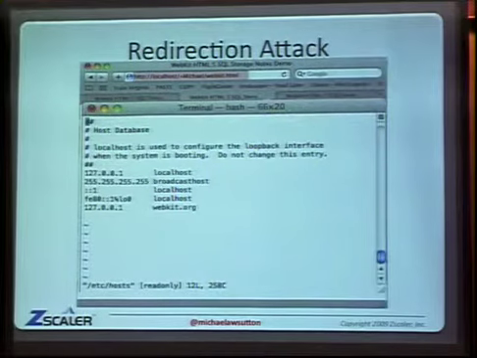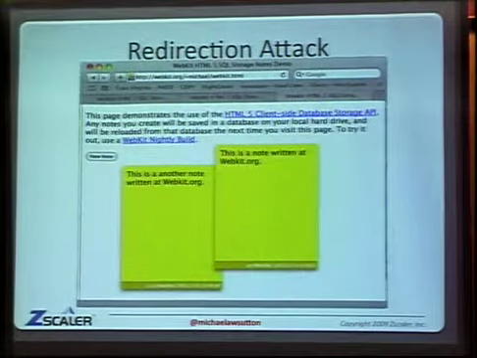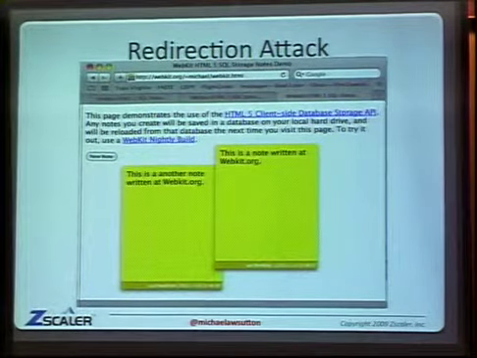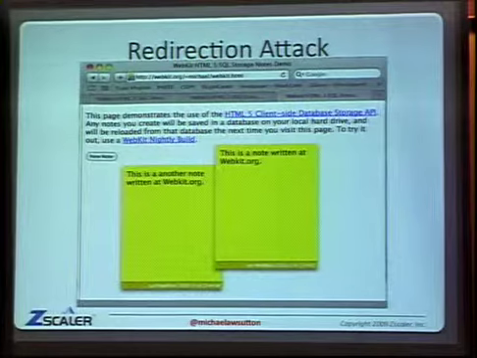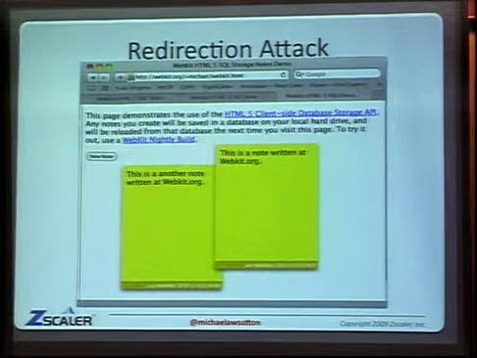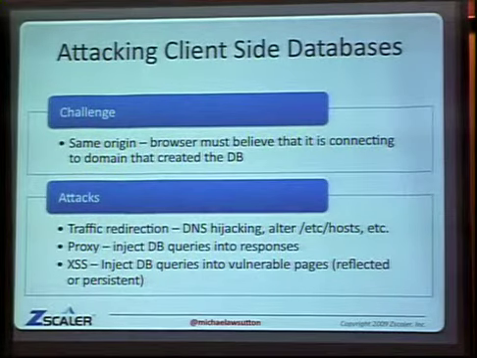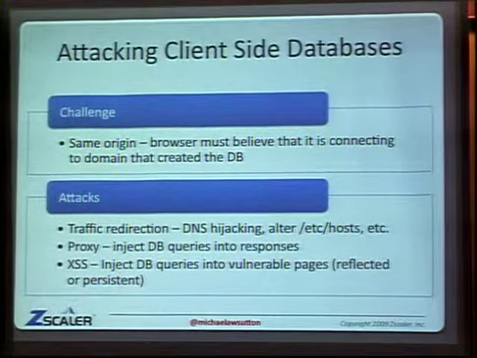But then, just to show a redirection, I changed my etc hosts file so that webkit.org will actually get redirected to my local machine. And now when I view the page, sure enough, I'm seeing the original notes that I'd set up that were at webkit.org. So if I could redirect traffic, as long as my browser believes that it's going to the site that originally created the database, and I have the ability to inject JavaScript into that page, now I can query that same database. So I wouldn't necessarily need cross-site scripting as the attack vector.